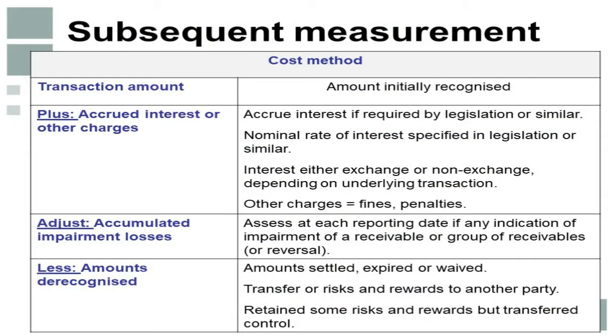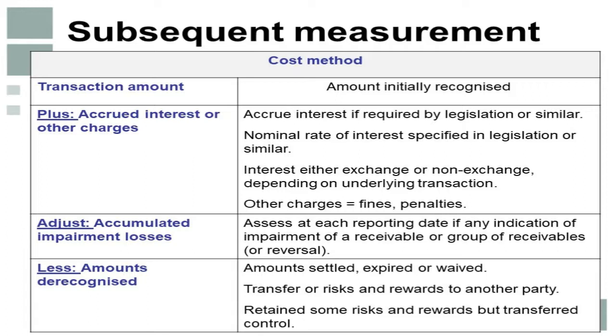If we move on to subsequent measurement, this is also something unique, you won't find it in any of the other standards, and it's really quite different to what we have in financial instruments. So subsequent measurement is how we are going to reflect the receivable at each reporting date, and it's going to be based on the cost method. The cost method firstly starts off with the transaction amount that you would have recognized, so based on the 3 examples that we've just discussed, plus you would add any accrued interest or any other penalties or levies that you may be entitled to collect in terms of legislation.